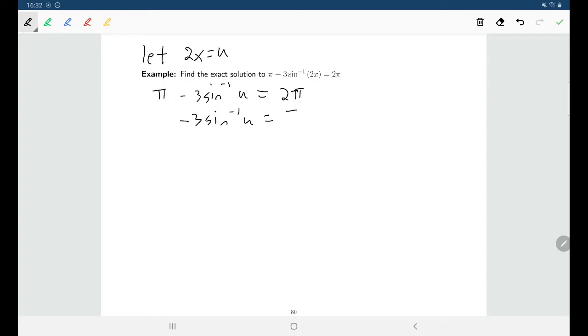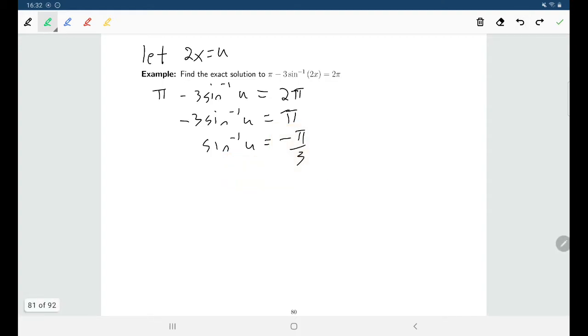So that would give me pi. Divide by the negative 3, that's sine inverse of u is negative pi over 3. And we stop and ask ourselves, is this number in the output, in the range of sine inverse? Sine inverse has output between negative pi over 2 and positive pi over 2, and yep, that's in that interval, so good for us. We do have a solution here.